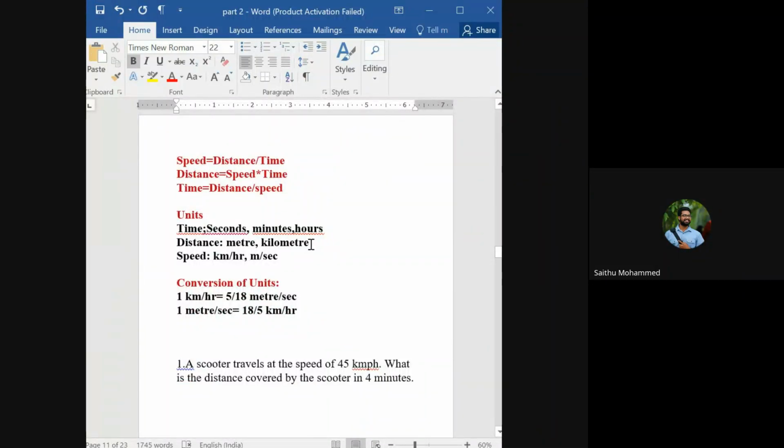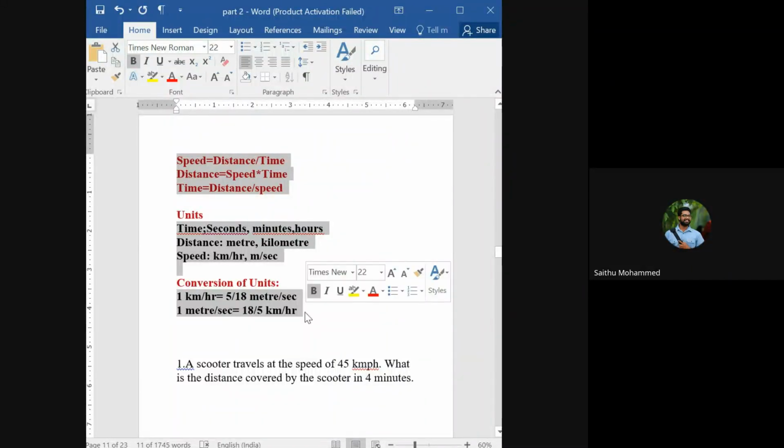It is very easy actually if you remember a few things here. One is the formula, second is the units, third one is the conversion. This is what you have to, I would say, yes, you may have to mug up. There is no other go.